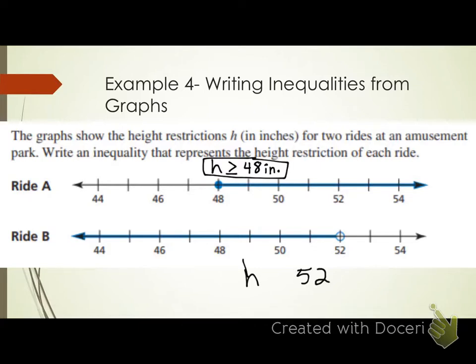Is this being shaded to the left or right of 52? Left. So is that numbers that are less than 52 or greater than? Less than. So I'll use the less than symbol. Open or closed dot? Open. So do I get a line or no line? No line. Let's go ahead and use inches. So h is less than 52 inches. That represents the height requirements for ride B. Questions on that? I think I could ride B. I don't think Buddha could. Any questions on example 4?